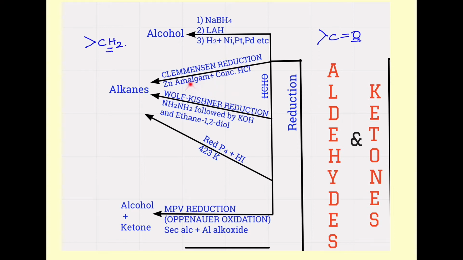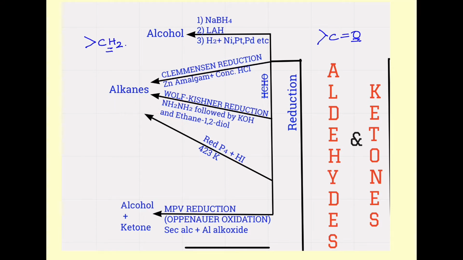If I have an aldehyde which is sensitive to acid, then I am going to use Wolff-Kishner reduction. If I have an aldehyde or a ketone which is sensitive to alkali, then in that case I am going to use Clemmensen reduction. But in both the cases I am going to get the same product, that is alkane. In fact, in all the three cases our product will be alkane.